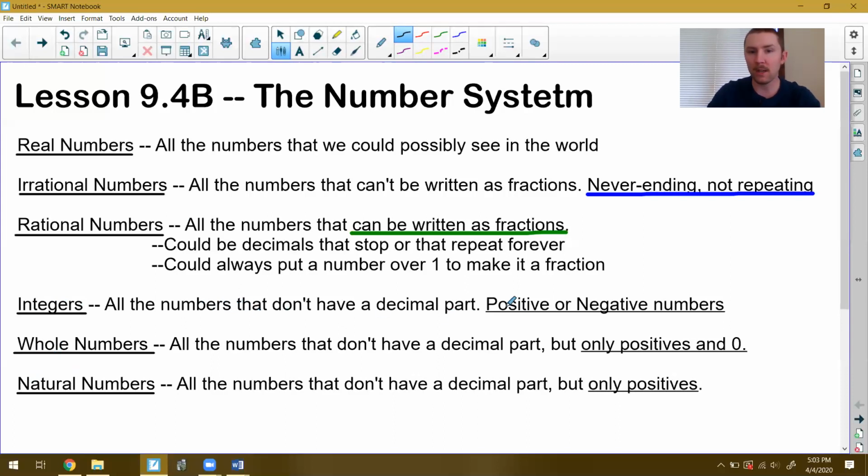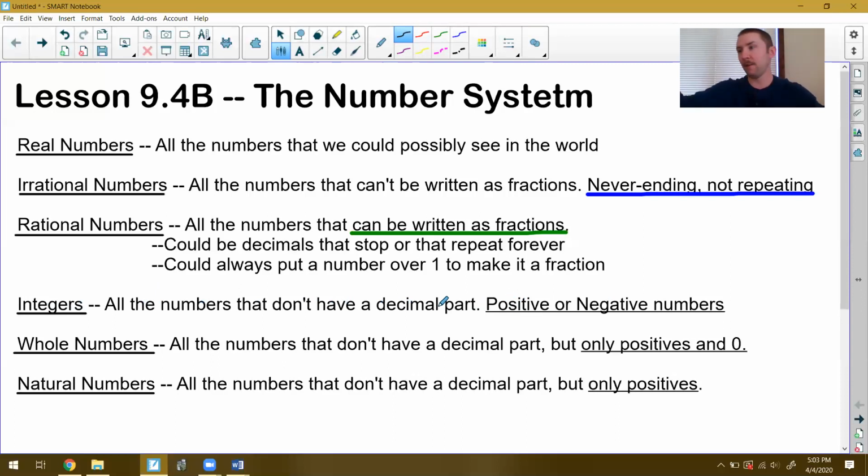Now, if we are talking about positive and negatives together, everything from negative 10 billion up to 10 billion, all those numbers are called integers. Integers just means a number that doesn't have a decimal part. It could be negative 25, positive 376, negative 10,082.